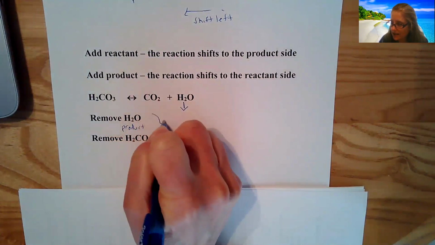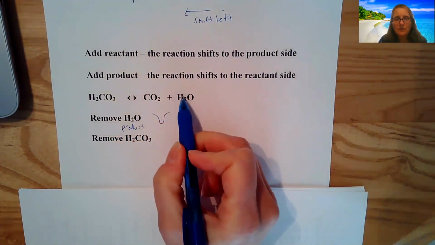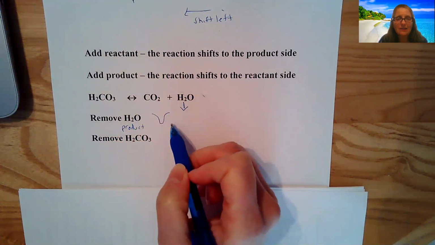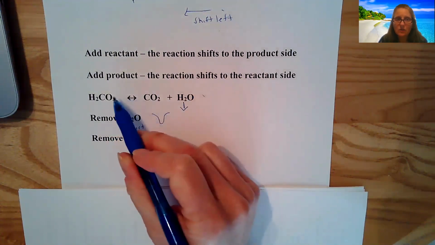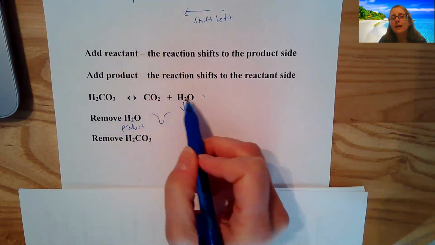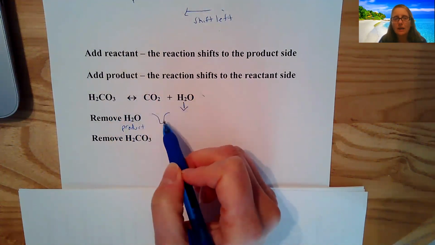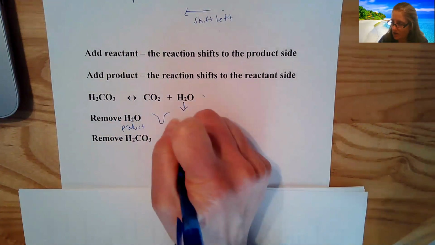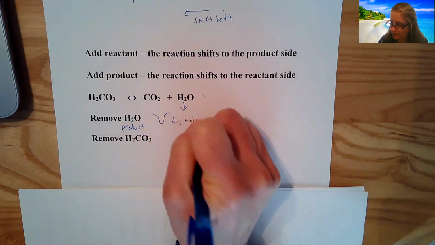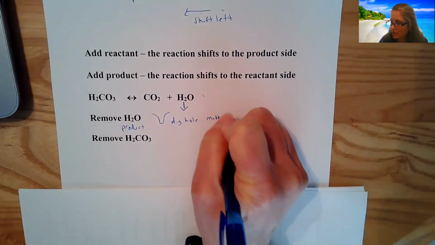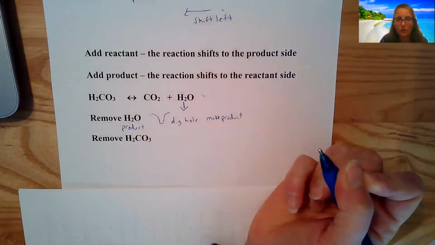I want you to think about digging a hole. So I'm digging a hole in this equilibrium. So I'm taking away the H2O, and it doesn't like the fact that I'm removing it. So this equilibrium tries to fill up that hole. It tries to make more of that H2O because that hole has been made. So think about digging a hole when I'm removing. So what happens is this equilibrium tries to make it up by making more product.